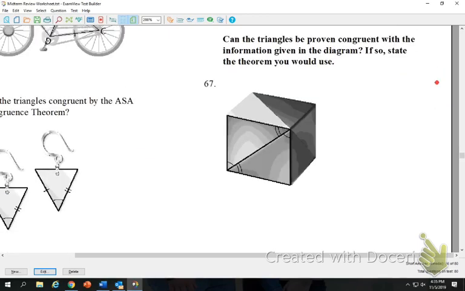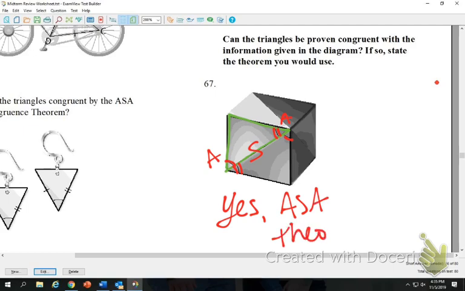Can you prove the triangles are congruent? So we'll compare the two triangles. We got an angle marked congruent to an angle to an angle, and also the side they share. So this would be a yes, angle, side, angle theorem.